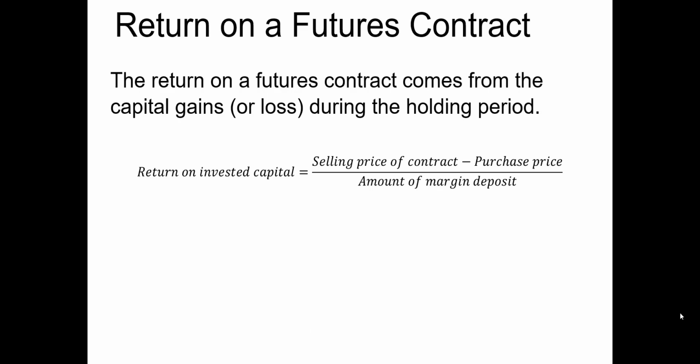Now, lastly, let's talk about the return on a futures contract. The return on a futures contract is pretty straightforward. All we do to get our return on this investment is we take the selling price of the contract, so the value we sold the contract for, subtract the price we paid for the contract, and then divide that by the amount we deposited with our broker, so the amount of the margin deposit. And that'll get us our return on a futures trade.